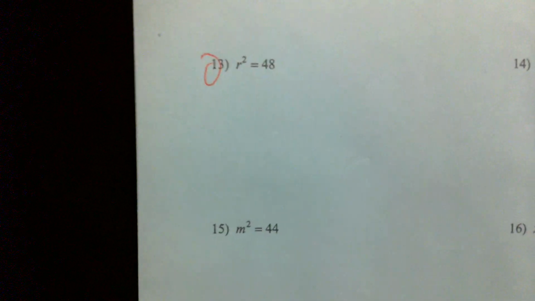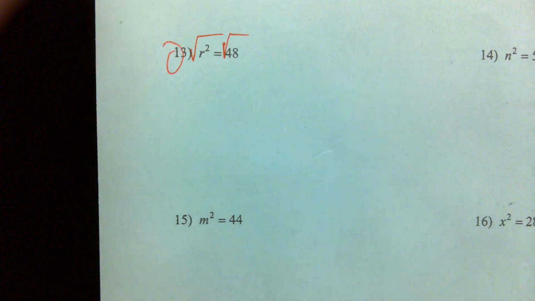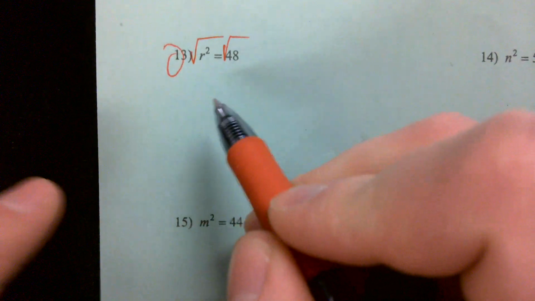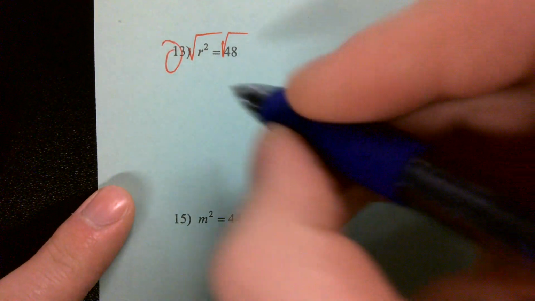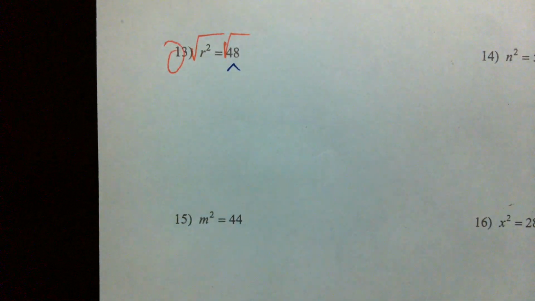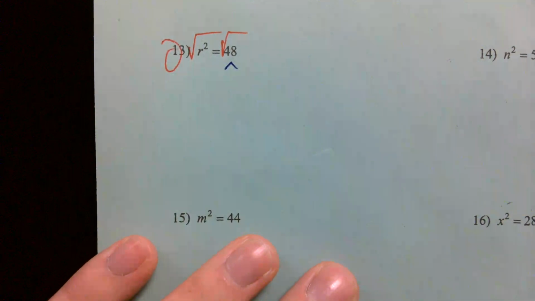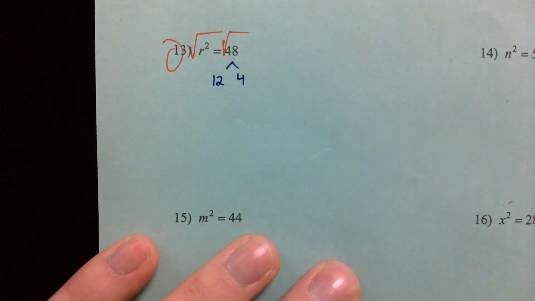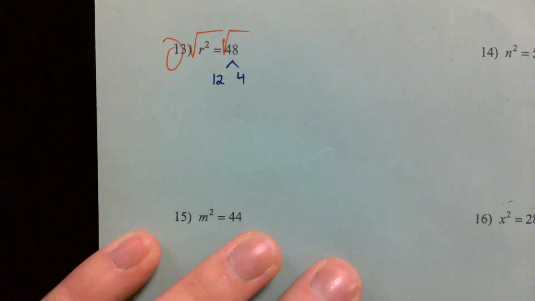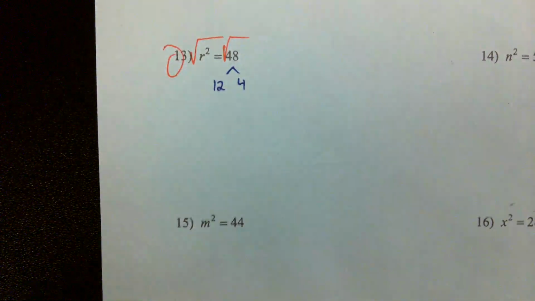Dropping down to 13, same thing. If I want to get r all by itself, I've got to square root both sides. This is an imperfect square here, so all I got to do is break it up as much as I can. What two numbers would multiply to give me 48? 12 times 4. Awesome. Anyone do something different? 6 times 8. Perfect. 24 times 2. Right? Any of those would work out.